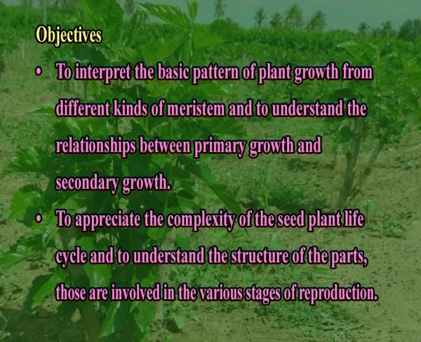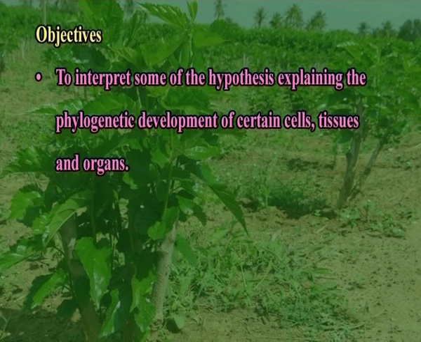To interpret the basic pattern of plant growth from different kinds of meristem and to understand the relationship between primary growth and secondary growth. To appreciate the complexity of the seed plant life cycle and to understand the structure of the parts that are involved in the various stages of reproduction. To interpret some of the hypotheses explaining the phylogenetic development of certain cells, tissues and organs.